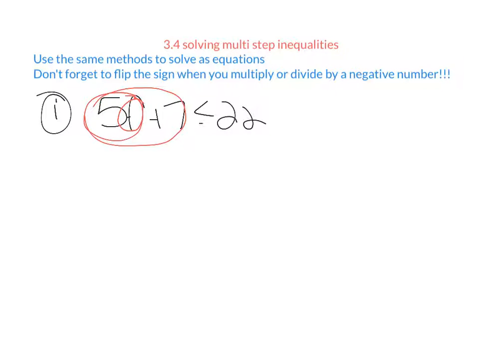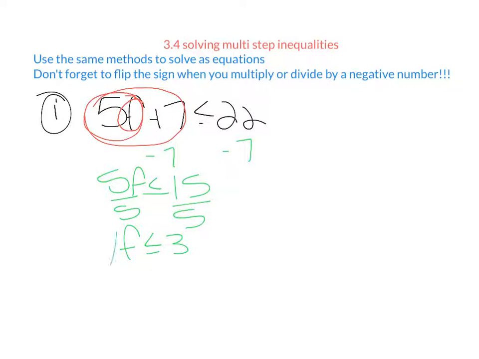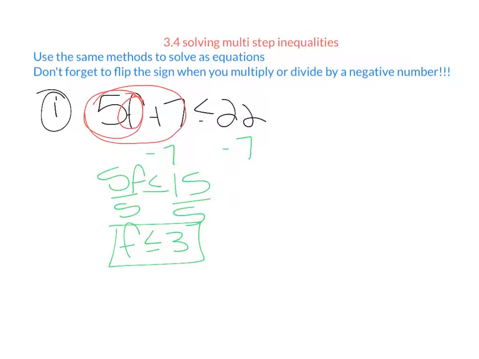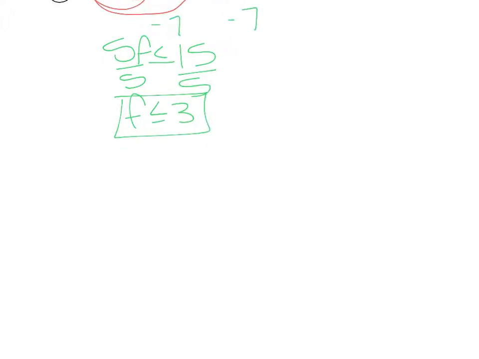So as hopefully we know, the first thing that I need to get rid of is the plus 7. So we would subtract 7 from both sides. So I'd have 5f is less than or equal to 15. And then to get rid of the 5, we would divide both sides by 5. I'd have f is less than or equal to 3. Once again, we can graph this, but we're not going to worry about graphing them today. We're just going to be solving.